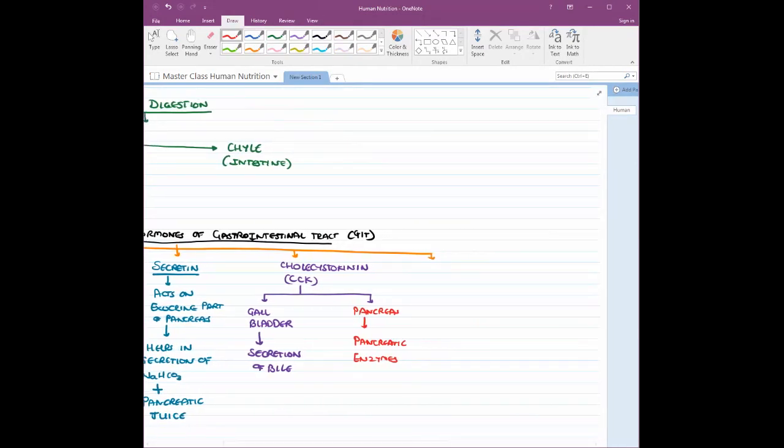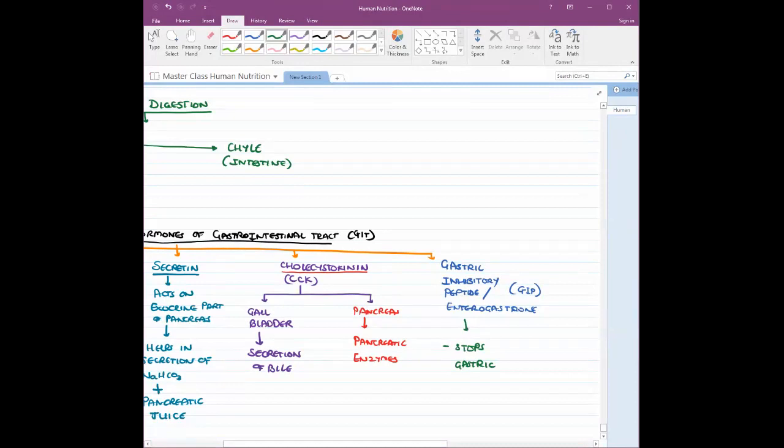Finally, guys, we have the last one. That is GIP, gastric inhibitory peptide, or the other name for this is enterogastrone. Gastric inhibitory peptide, meaning it is going to inhibit something. So what is this going to inhibit? If we look at this, guys, it stops the gastric secretion, meaning the one that was happening in the stomach, it is going to stop that.